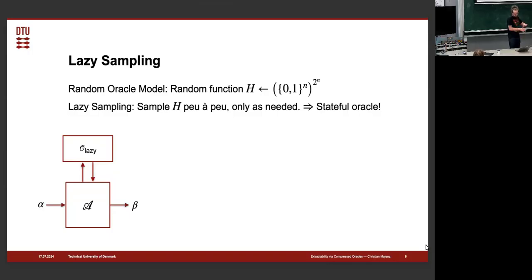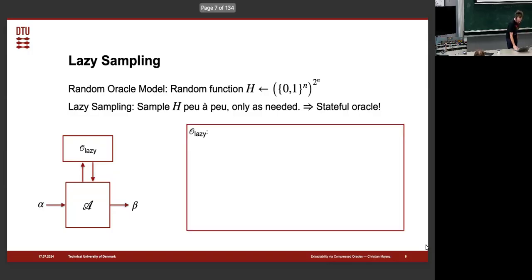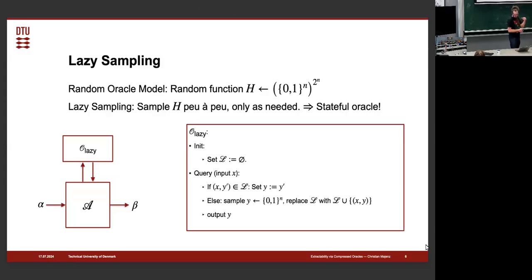So we replace this oracle by a lazy sampling oracle, and what does it do? It initializes the list, at least in this most general case, which is also more similar to the quantum setting. The list is empty, and whenever a query is input, we reply with an existing output in the list. If that doesn't exist, we sample a fresh output, add it to the list, and use it.